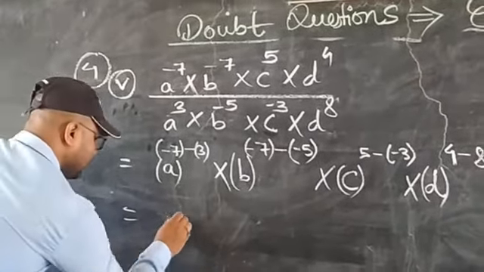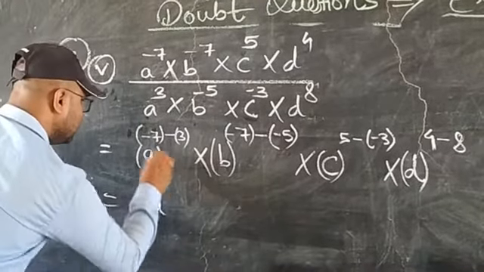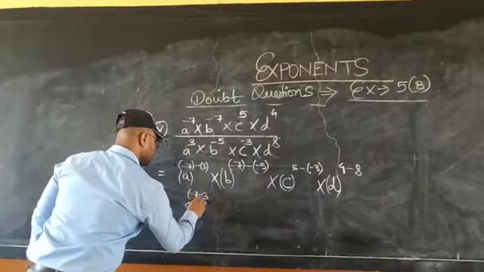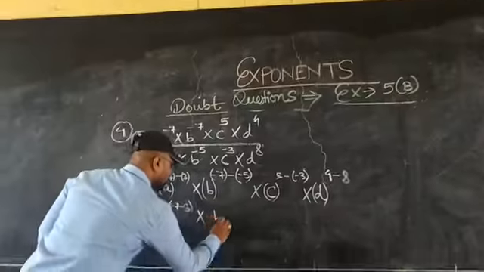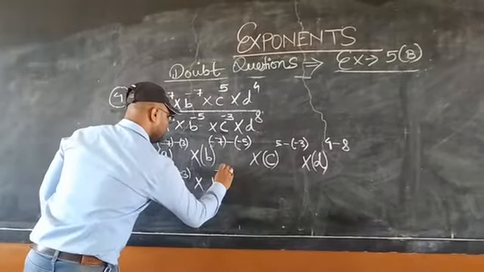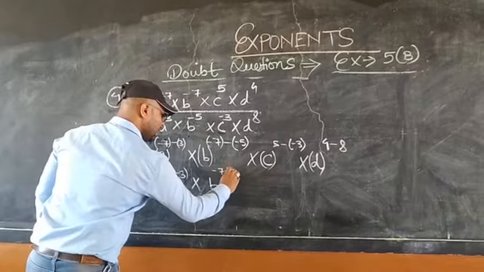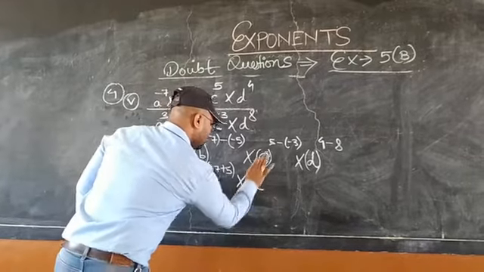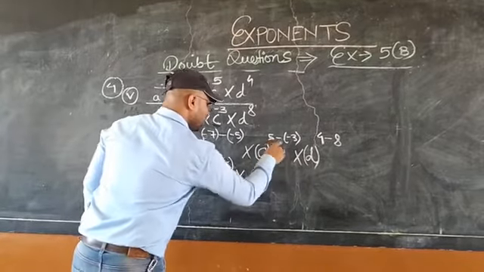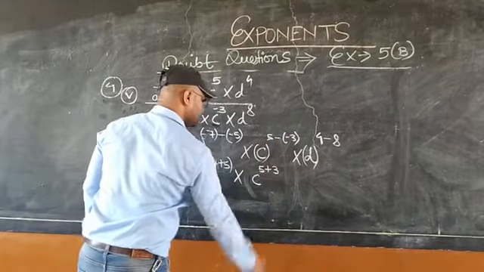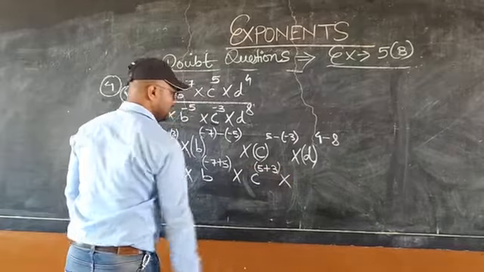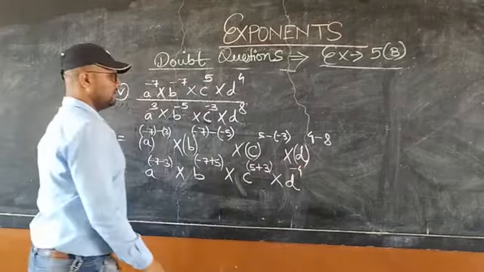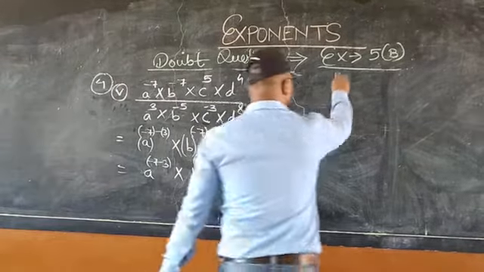So, let's do it. A to the power, how much is it? Minus 7 and minus 3. Okay? Then into B to the power, how much is it? Minus 7 minus, students, 5. Okay? Then further C. What is the power of C? 5 minus, students, how much? Plus. And at last D is how much? 4 minus 8. It means it is minus 2. Okay? Let's complete this question.